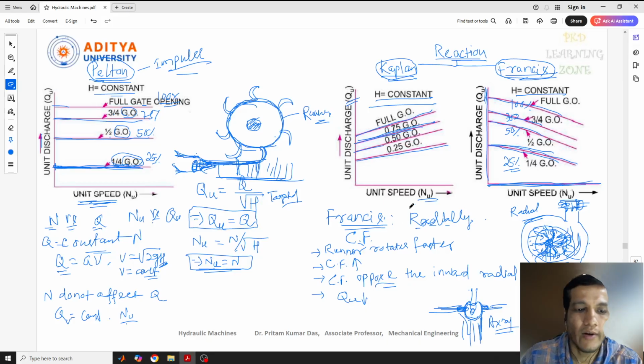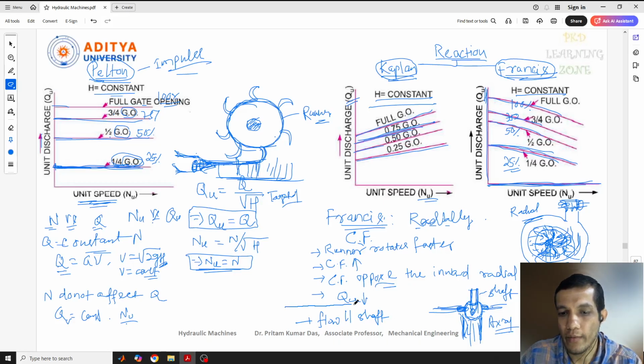So here the flow is parallel to the shaft. This is our shaft that I have drawn. The flow coming in strikes the vanes and starts rotating, and then it comes out from here. For this condition the flow is parallel to the shaft, and this is called an axial flow turbine.